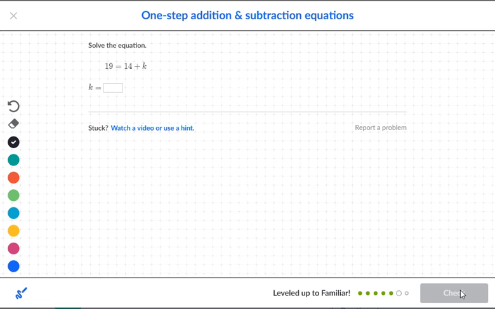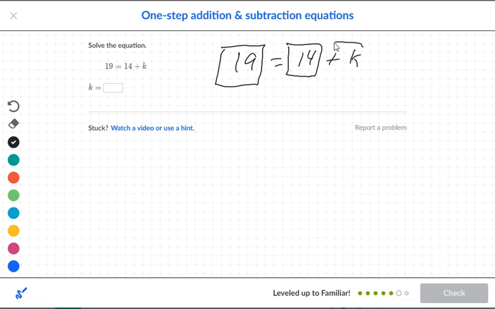Okay, next question. We have 19 is equal to 14 plus k. So we can box our numbers. We can circle our letters. Remember, you're trying to get a circle equal to a box, or a box equal to a circle. This box is by itself, that's what you want. Then you want the other side to be the circle by itself. But the circle is not by itself, it has a box next to it.